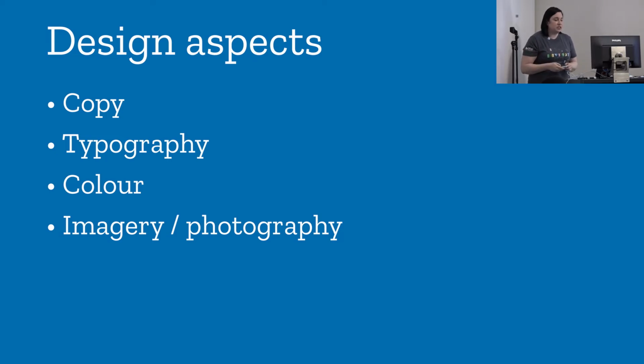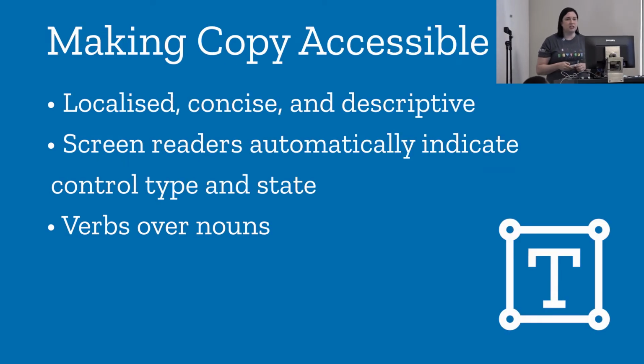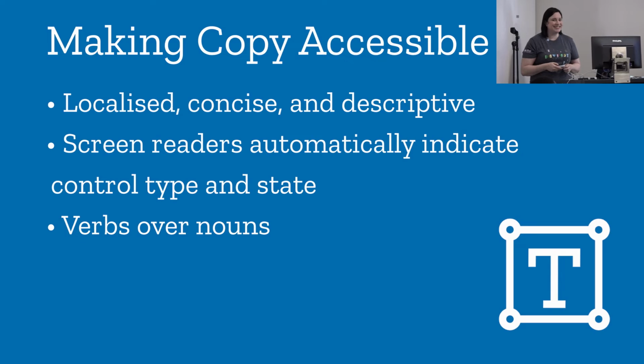So let's have a look at each of the design aspects in turn. Firstly, copy should be localized. I didn't know this. Concise and descriptive. So localized copy will ensure that your non-native English speakers actually have a fighting chance, right? They have limited English vocabulary, and now we're expecting them to use screen readers that are not understandable to them. So it will help them to understand the app in their own language.